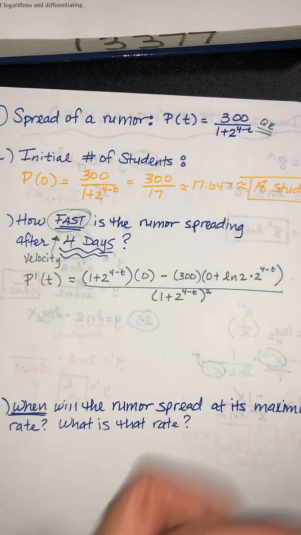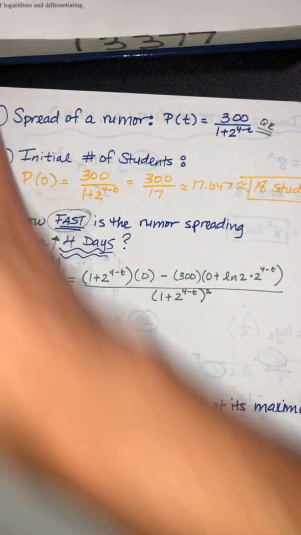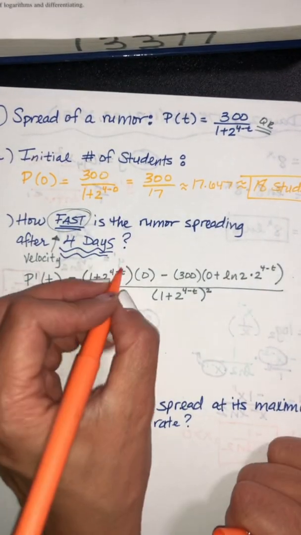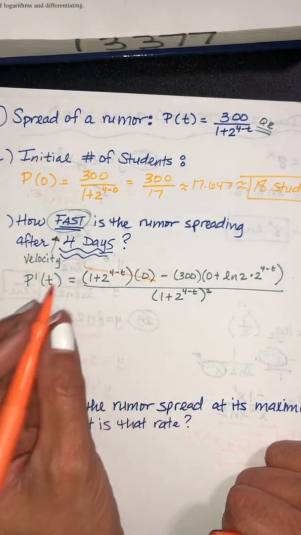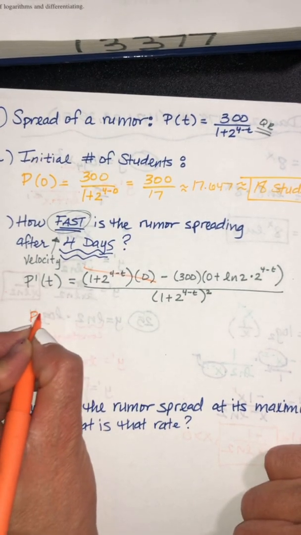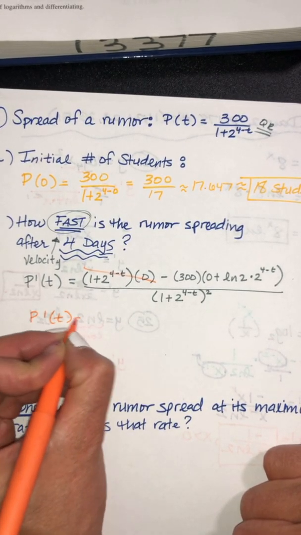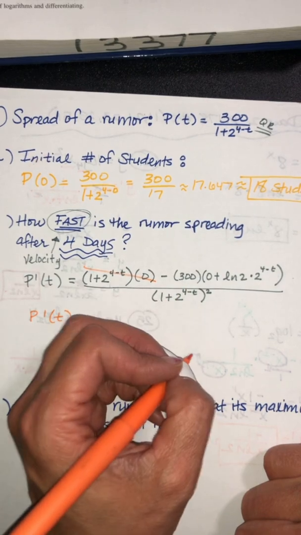Okay, so I know that looks crazy. It's got a lot of things going on, but it's okay. That's 0. Okay, so let's clean this up. We'll have p prime of t equals negative 300.